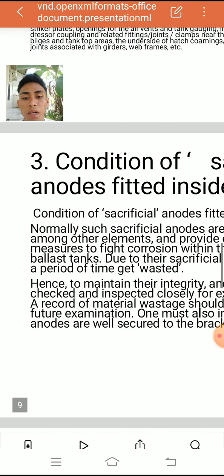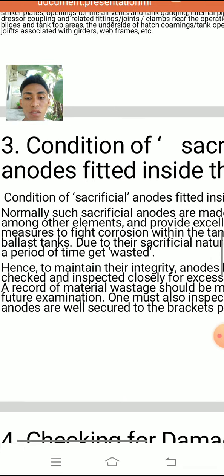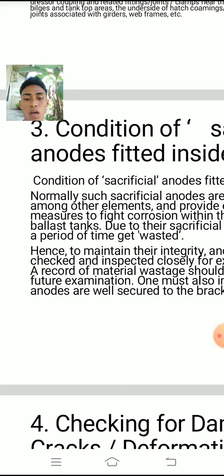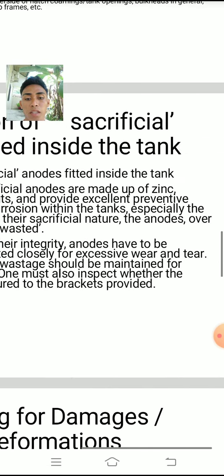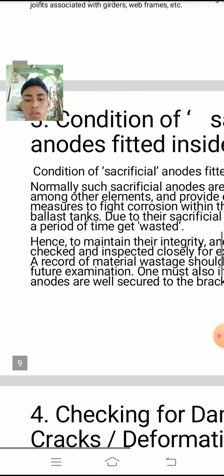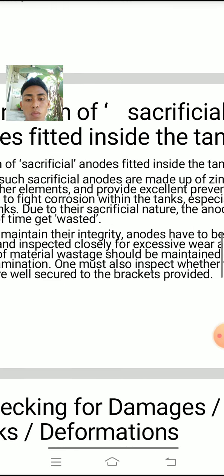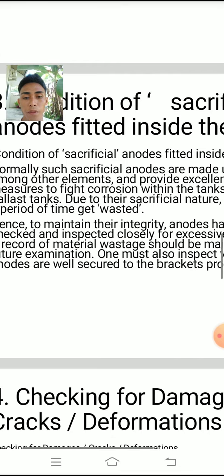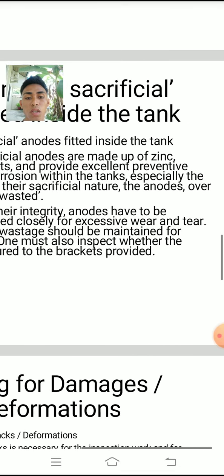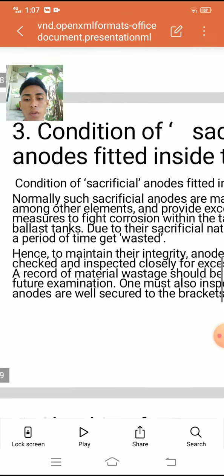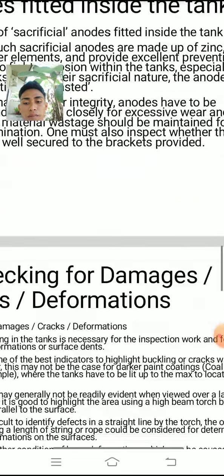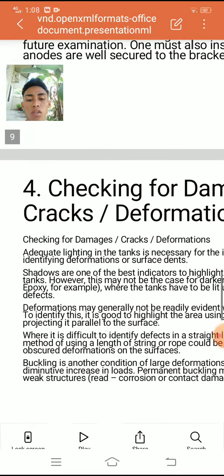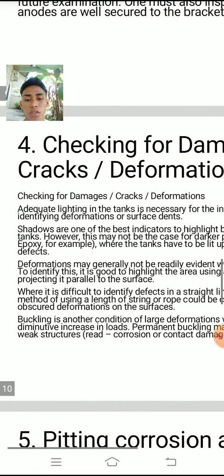Number three is the condition of sacrificial anodes fitted inside the tank. Normally such sacrificial anodes are made up of zinc among other elements and provide excellent preventive measures to fight corrosion within the tanks, especially the ballast tanks. Due to their sacrificial nature, the anodes over a period of time get wasted. Number four, checking for damages, cracks or deformations.